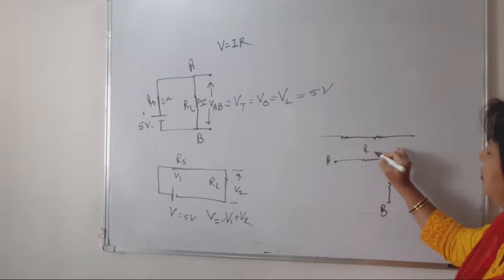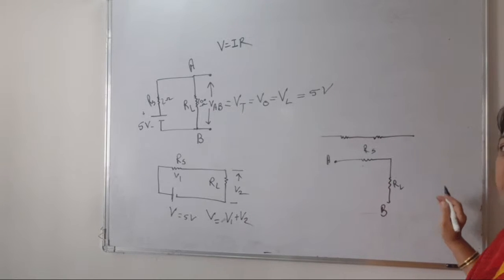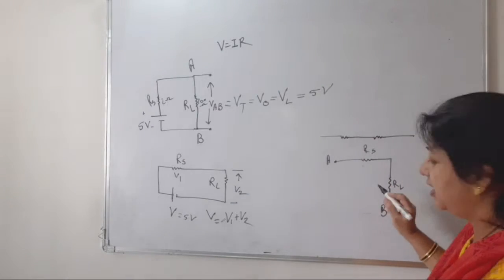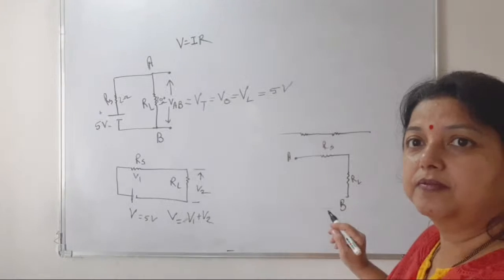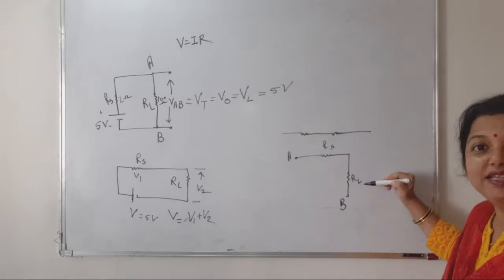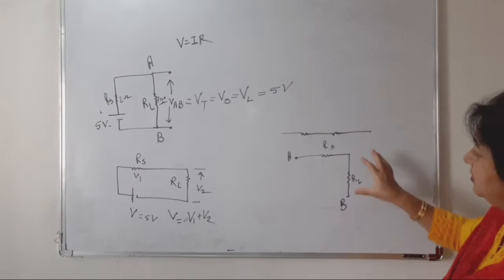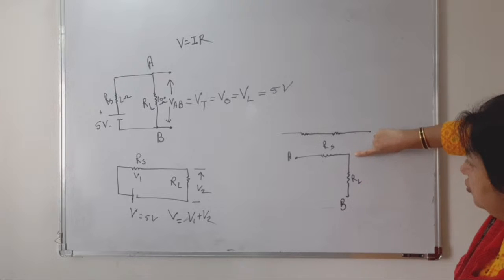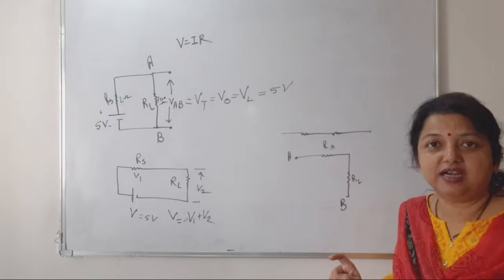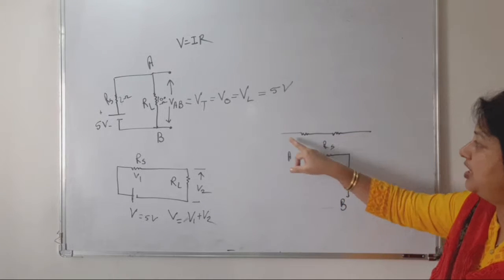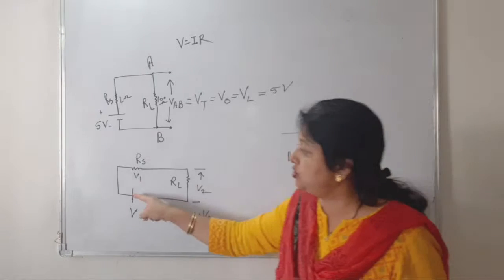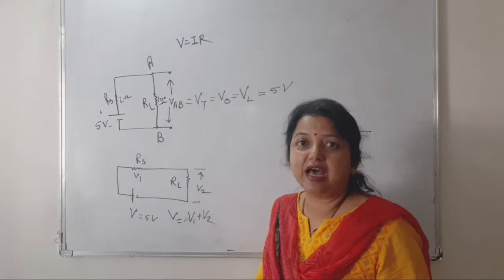Suppose this is your RS and this is your RL. Not necessarily is the name of the resistance always R1 and R2. So here this RS and RL both are in series. These are flexible wires. So RS and RL are in series. Do you understand this? These two resistances are not necessarily in a straight line for them to be in series; in this closed loop these two resistances are in series.